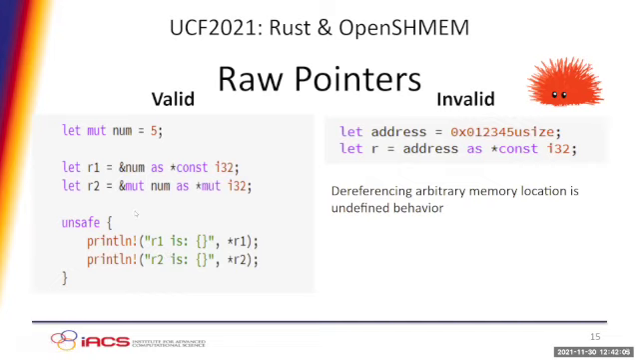On the right, it's an invalid use case of raw pointers. We're creating a raw pointer to an arbitrary memory location. So that could be null, the data might not be aligned. So if a user were to wrap this in unsafe code and dereference it, there'd be undefined behavior. And it's really the programmer's fault for introducing unsafe code inside that unsafe block.